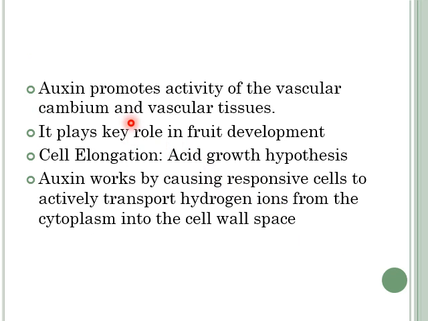So auxin promotes activity of vascular cambium and vascular tissues. It plays a very important role in fruit development, cell elongation, and the acid growth hypothesis. Auxin works by causing responsive cells to actively transport hydrogen ions from the cytoplasm into the cell wall space.